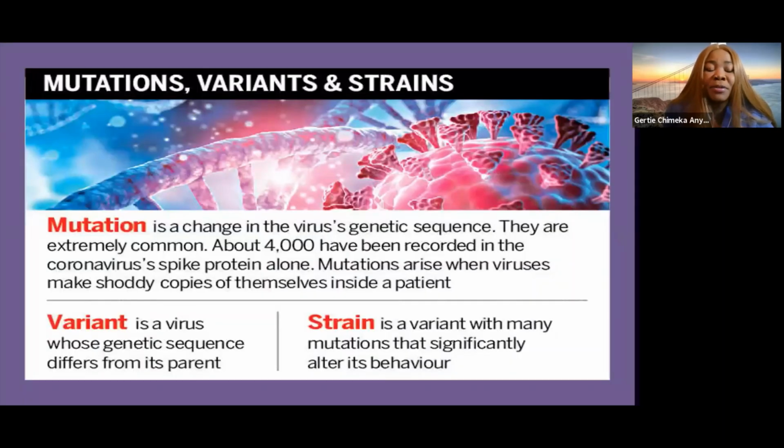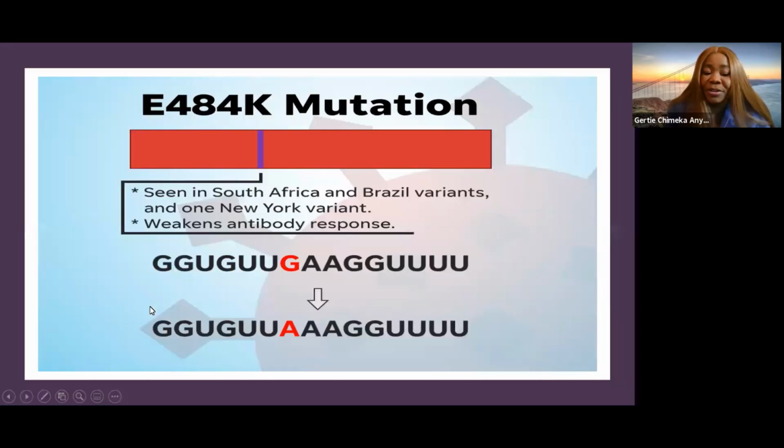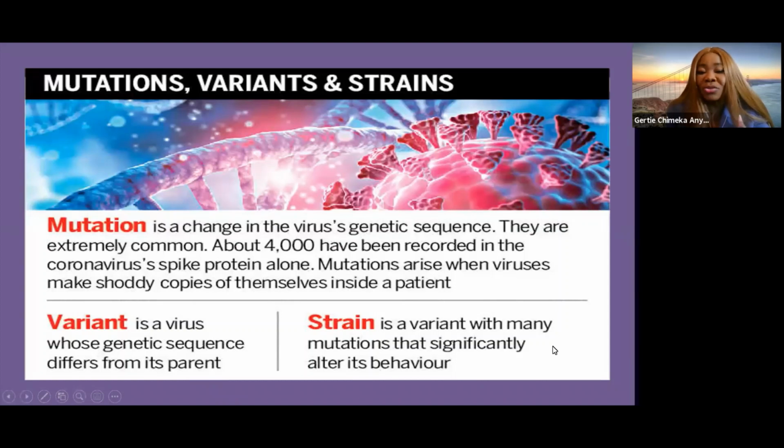So I defined previously, what is a mutation? A mutation is a change in the virus genetic sequence. They're extremely common. We've had more than 4,000 recorded mutations so far in the coronavirus spike protein alone. Mutations usually arise when viruses make shoddy copies, like if you are in a factory and you're manufacturing stuff, some of them will come out not right. And so when they make those shoddy copies of themselves inside a patient, they become a mutation. And a variant on its own is a virus whose genetic sequence differs from that of its parent. And what's a strain? A strain is a variant with many mutations that significantly affects its behavior.